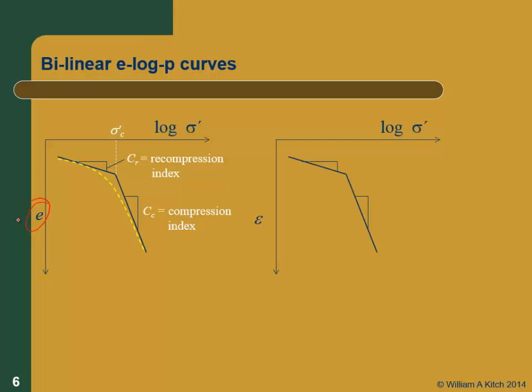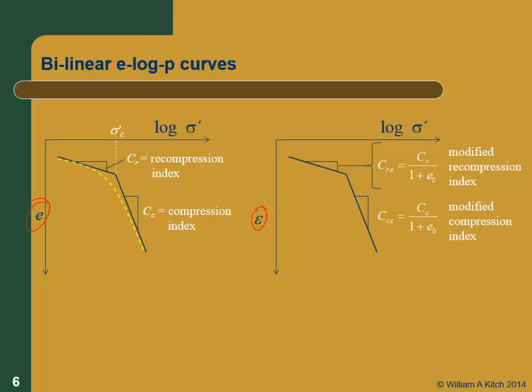If I plot them in strain space, which is much easier to do because that's what you actually measure in the lab, you end up with the same bilinear curve, except the slopes are slightly different. Holtz and Kovacs call this C sub r epsilon, the modified recompression index. It's just equal to C sub r over 1 plus e naught. We already talked about how you get that value. And then you have the modified compression index.